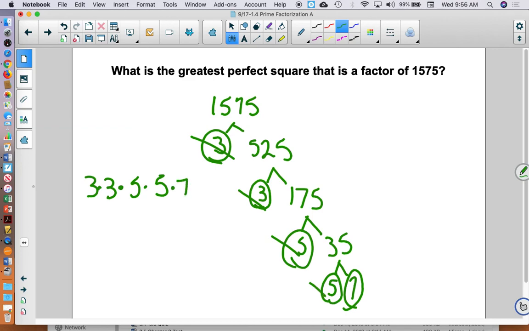Times 7. Well, I know that equals 1,575. But have I answered my question? Nah, haven't, have I? Well, I'm looking here, though, and 3s, 5s, and 7s are factors of this number. Agree? The greatest perfect square that is a factor of 1,575. Well, I'm going to check with the 5. 5's got something to do with it, I would think. What do you think?